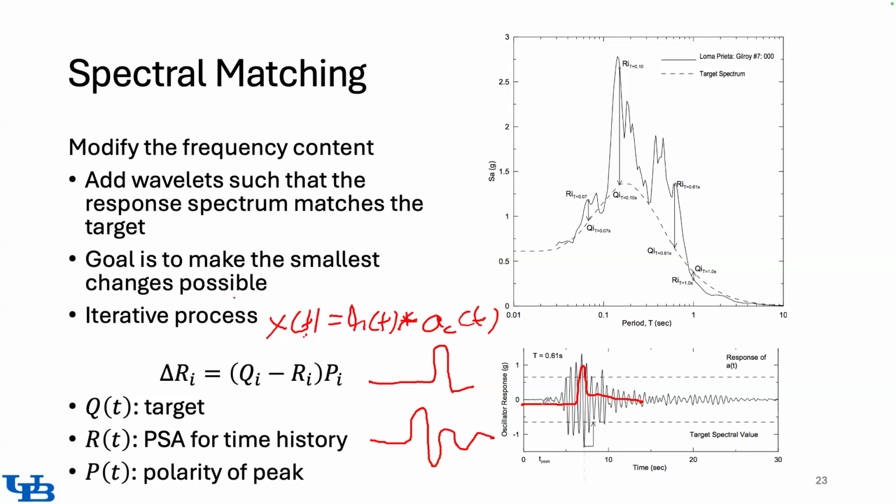So you're right, you're saying here is the oscillator response and this is the correction that you apply to the time series. So those two are not in the same space, right? Yes. Any other questions?